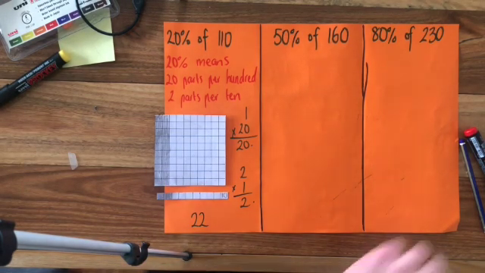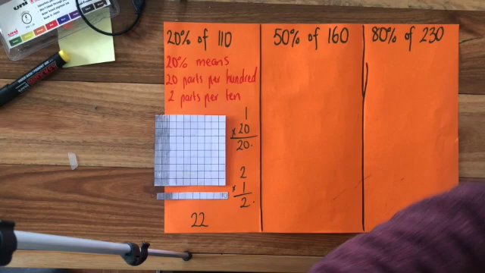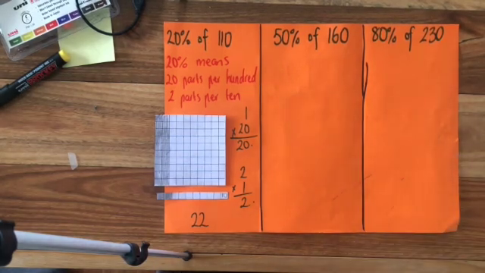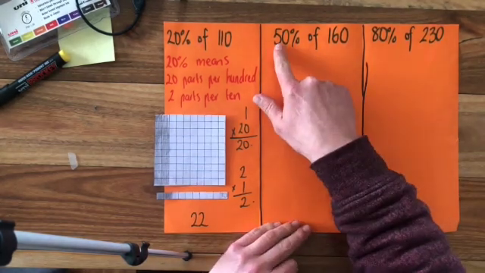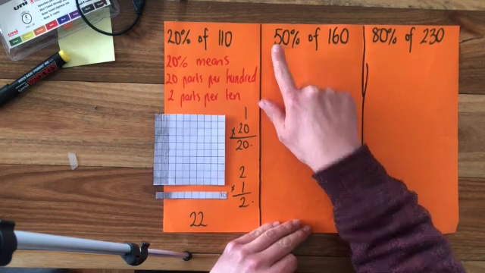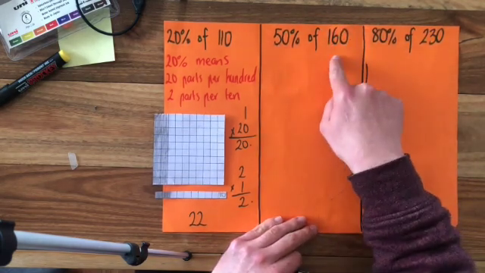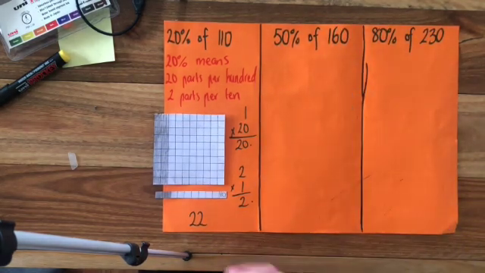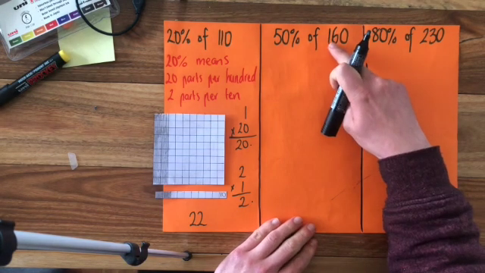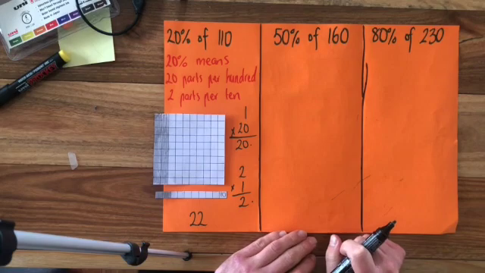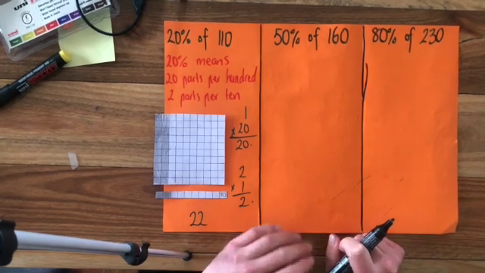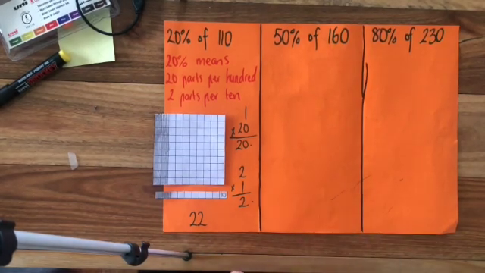Our next one is 50% of 160. Now you're more than likely being able to do that because you know 50% is half of a 100%. So we could use half of 160. So we can do that in our head. So the answer should be 80, or half of 16 tens is 8 tens, so 80. But let's follow our steps.